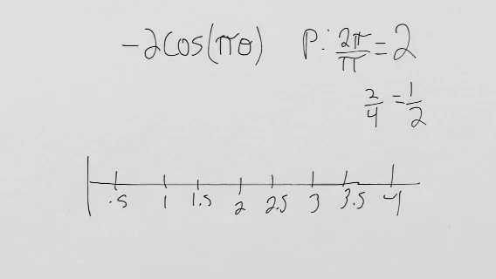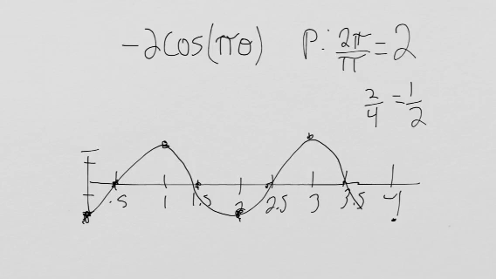Amplitude of negative 2. So normally on our circle, cosine with an input of 0 starts at the max amplitude, which would be negative 2, right? So at an input of 0, we're going to be down at negative 2, and then we're just going to cycle through our values. So we're at negative 2. At 0.5, we're back to 0. At 1, we're back up to 2. Back to 0. Okay, there's one cycle. And there's 2 cycles. Let's connect our dots. Okay, 2 full cycles of negative 2 cosine pi theta.